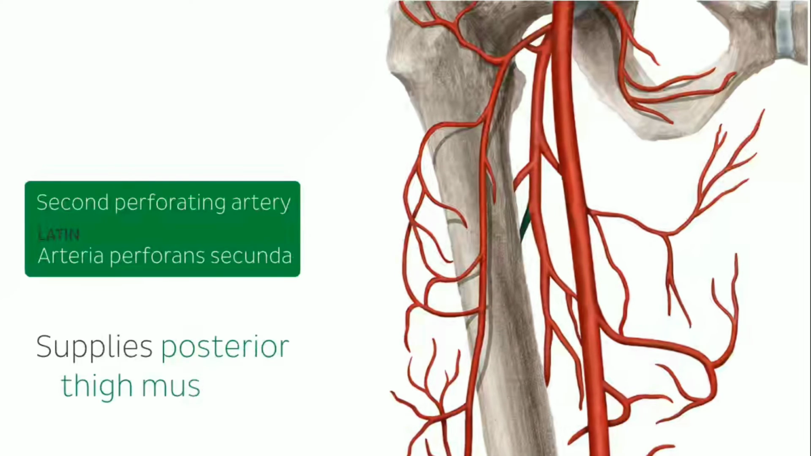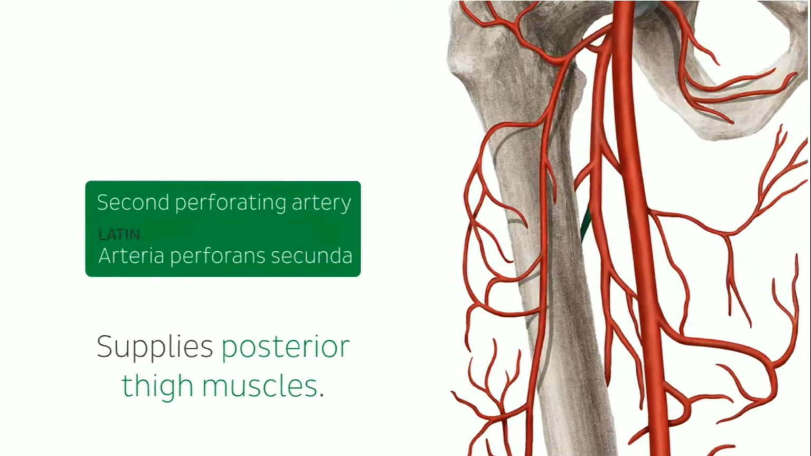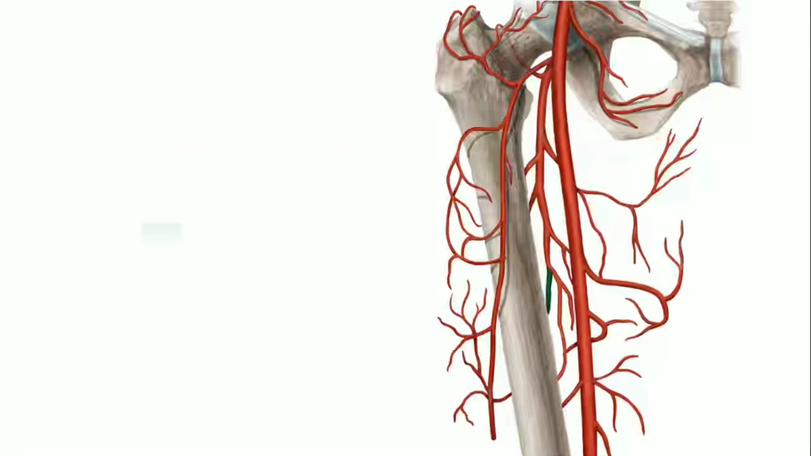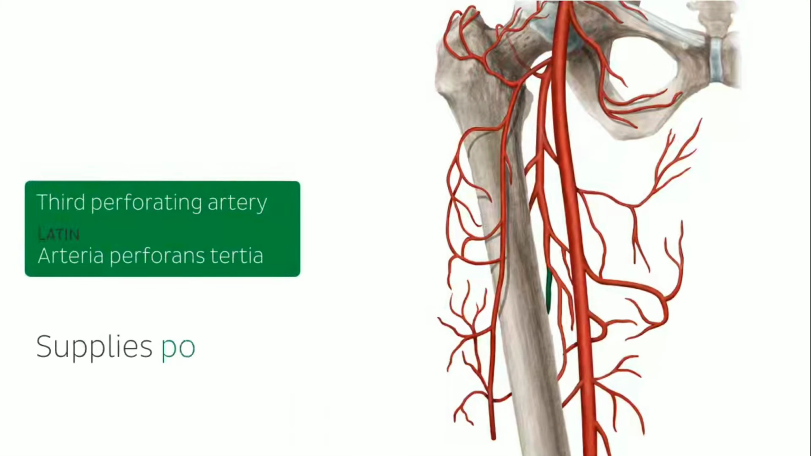In the next image, we can see the second perforating artery, which is longer than the first and supplies the muscles on the posterior aspect of the thigh. It usually divides into ascending and descending branches. Next, we have the third perforating artery, which also supplies the posterior thigh muscles.